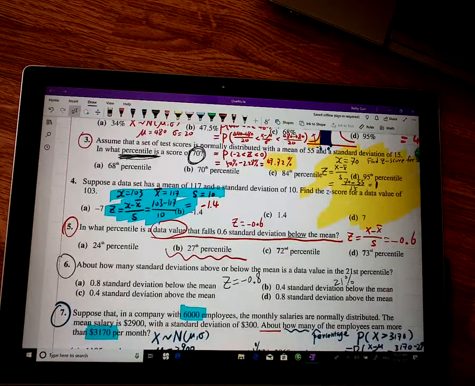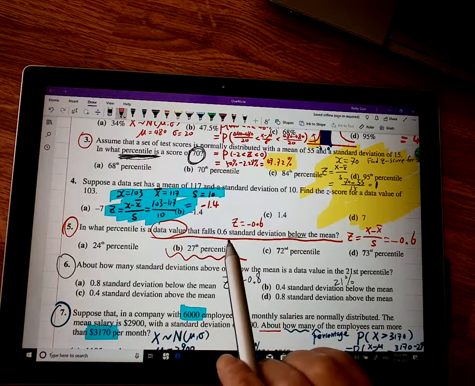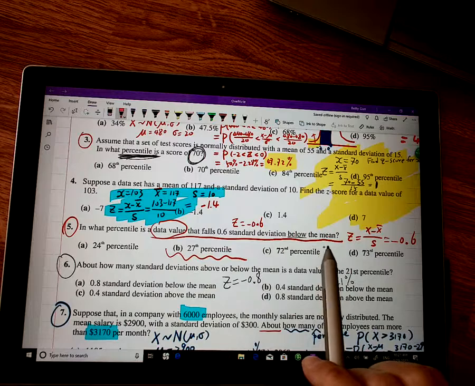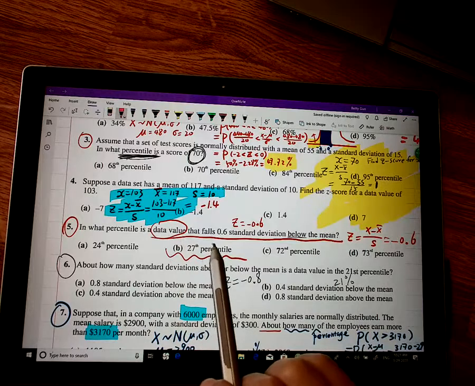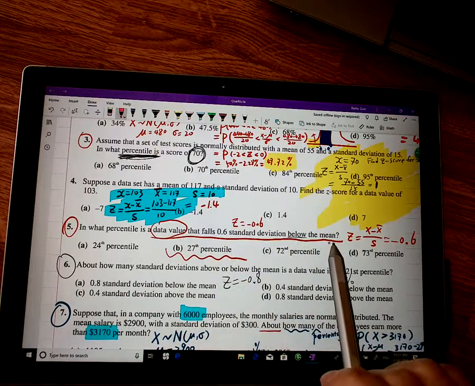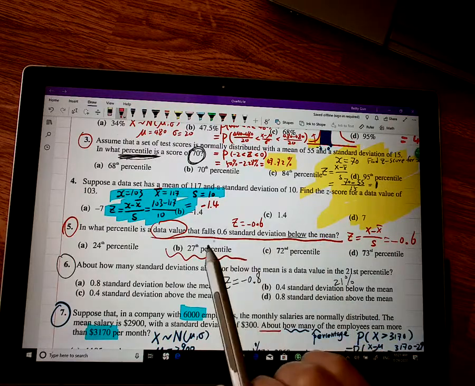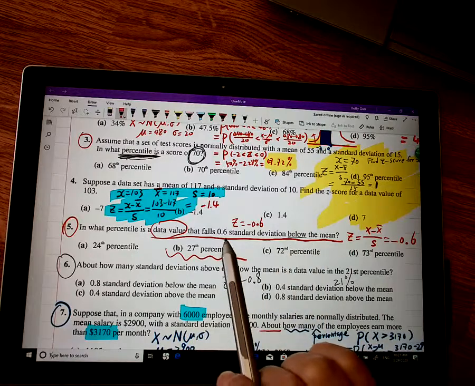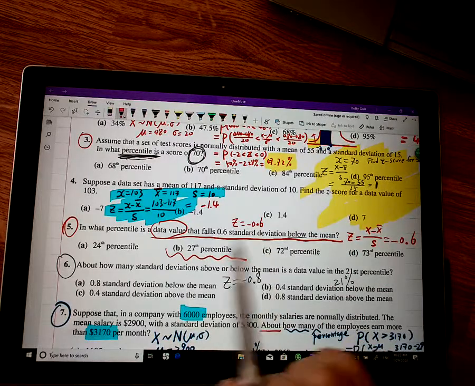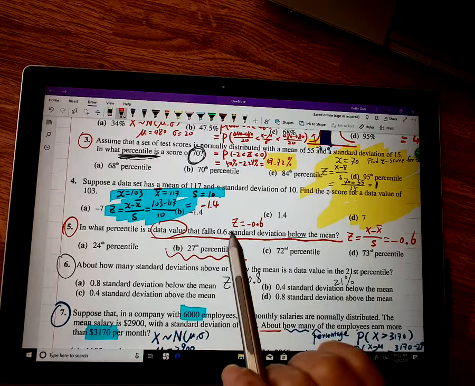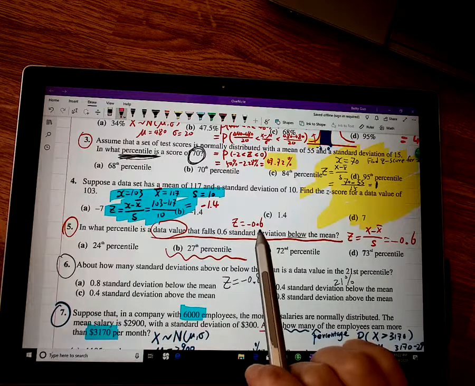Number 5, in what percentile is a data value that falls 0.6 standard deviation below the mean? How do we understand this sentence? The data value falls below the mean, so the z-score must be negative, right? Below, under the average, so it's negative. How much under? 0.6 standard deviation below. So the z-score actually is negative 0.6. This sentence actually tells you the z-score of your data value.